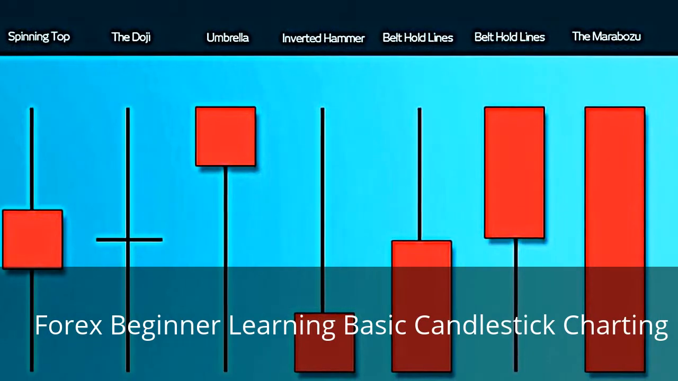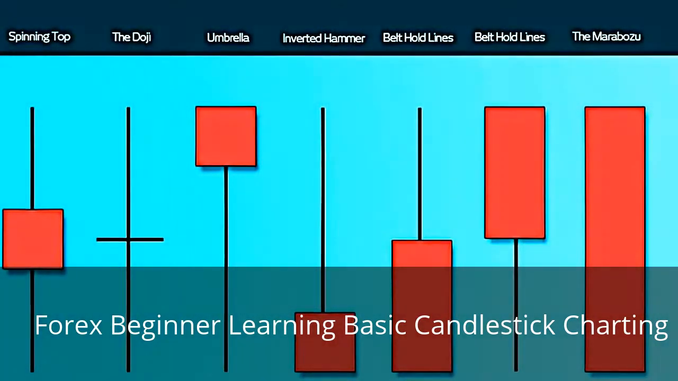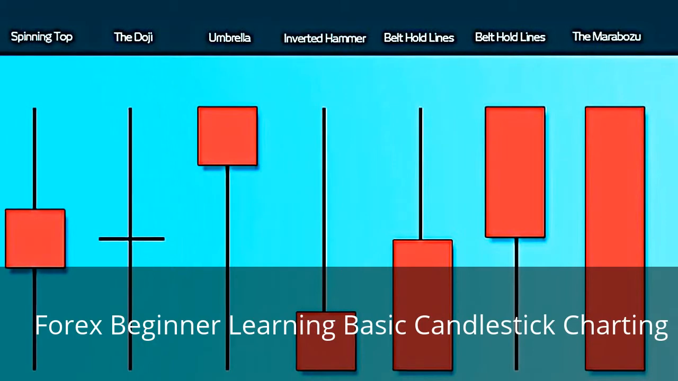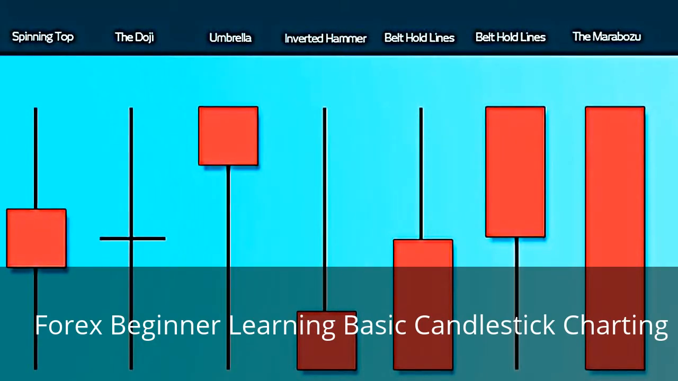Generally speaking, the longer the body is, the more intense the buying or the selling pressure. And conversely, short candlesticks would indicate little price movement and could represent consolidation. This is the standard line that we can see here, which is red, which indicates a lot of selling pressure.